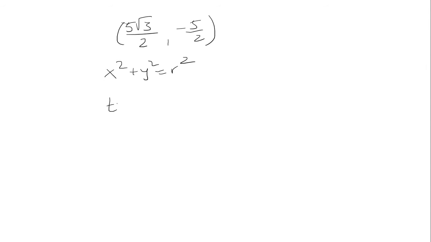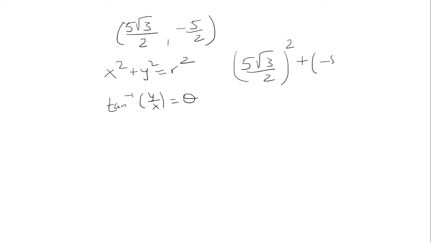Moving on, now we're given rectangular. So we have 5√3/2, -5/2. This one is a bit challenging, but the formulas that we need are x squared plus y squared equals r squared, and inverse tangent y/x is theta. Here x is 5√3/2, y is -5/2.